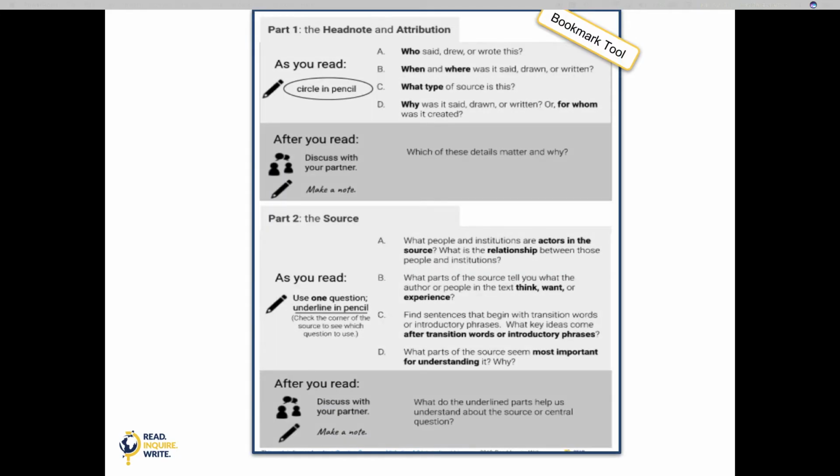To help you read these sources, your teacher will provide you with this bookmark. The bookmark tool will help you understand, analyze, and evaluate sources about water access in Mexico City. The bookmark prompts you to make annotations or detailed notes about the sources. You'll do this as you read and after you read.